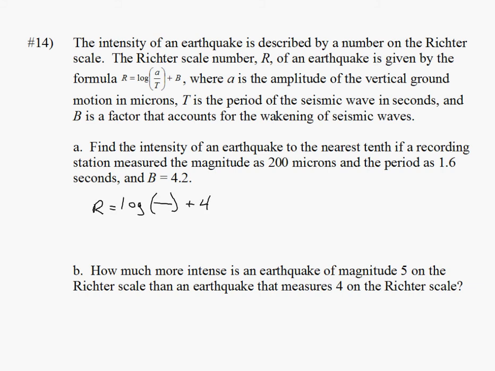I'd first write down the formula without the letters. Quick and easy, it says that B is 4.2. I replace B with 4.2. T is the period. It says that it's 1.6 seconds. A is the amplitude in microns. We have our microns as 200. So we fill those numbers in appropriately.